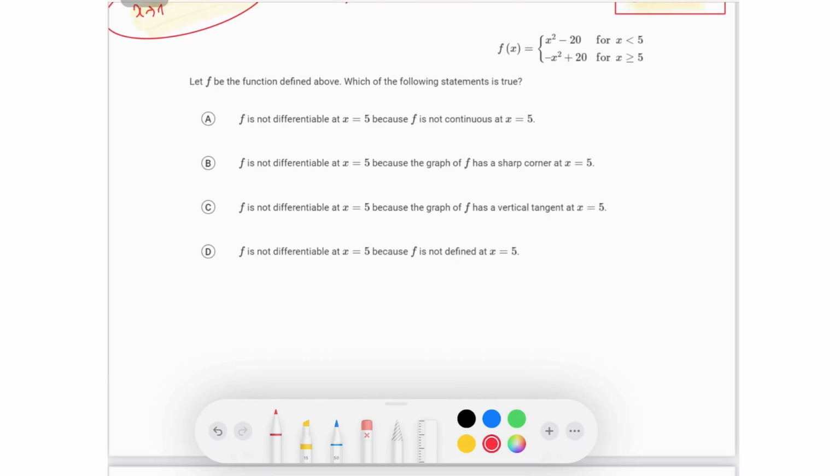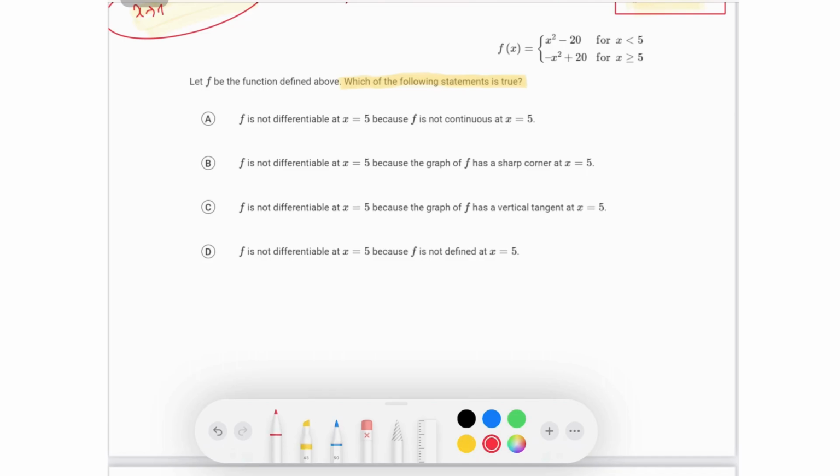One of the things that you can do is pause the video and graph this function if it's easier for you, but let us see. Which of the following statements is true? There is only one statement. If you look at the question, we need to find which of the following is true. If you want to help yourself a bit, always read the question carefully. Which of the following statements is true? F is not differentiable at x equals 5 because f is not continuous at x equals 5.